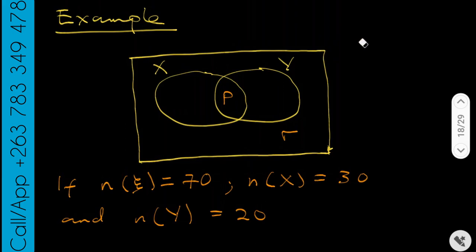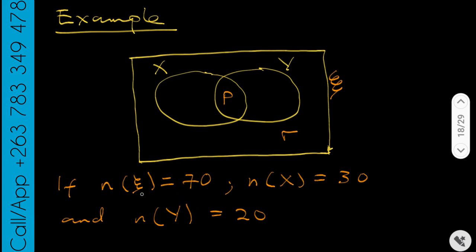Okay, another situation on Venn diagrams. So we've got a Venn diagram here where you've got your universal set, and then you've got set X and set Y. The intersection between set X and set Y has got P there, right? So the number of items in the intersection of set X and set Y is P. And then you've got R, which represents the number of items that are not in set X and also not in set Y. So what is the information we're given in this particular example?